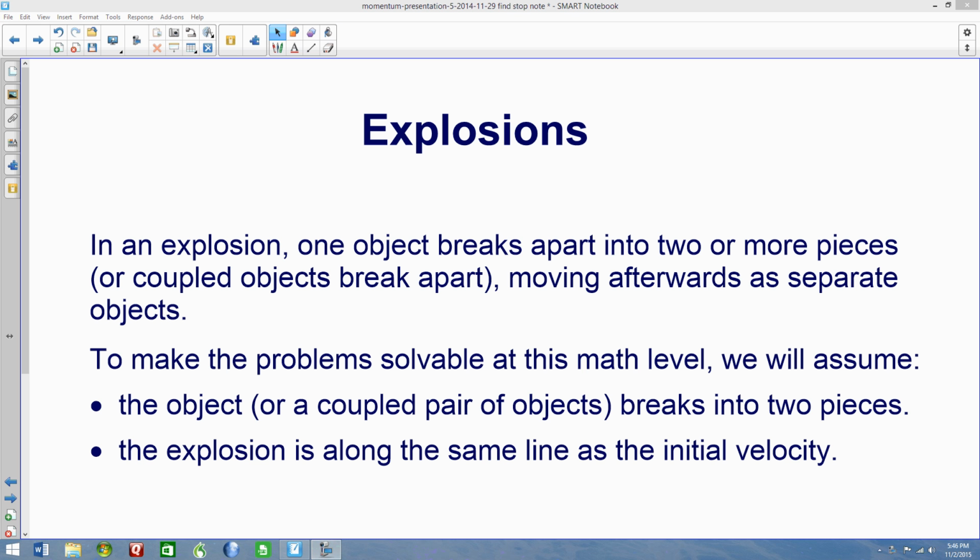To make the problem solvable at this math level, we will make the following assumptions. The object, or a coupled pair of objects, breaks into two pieces. The explosion is along the same line as the initial velocity. So we're not going to worry too much about two-dimensional problems right now.